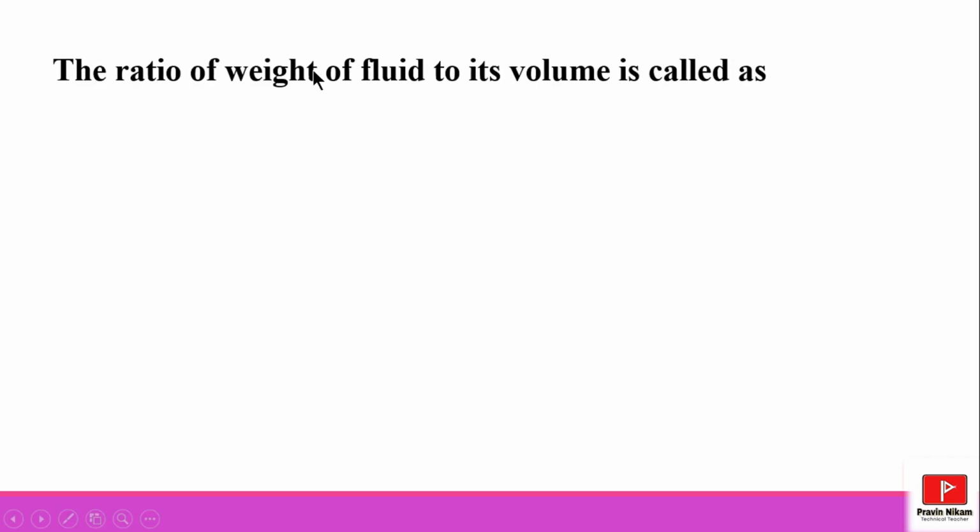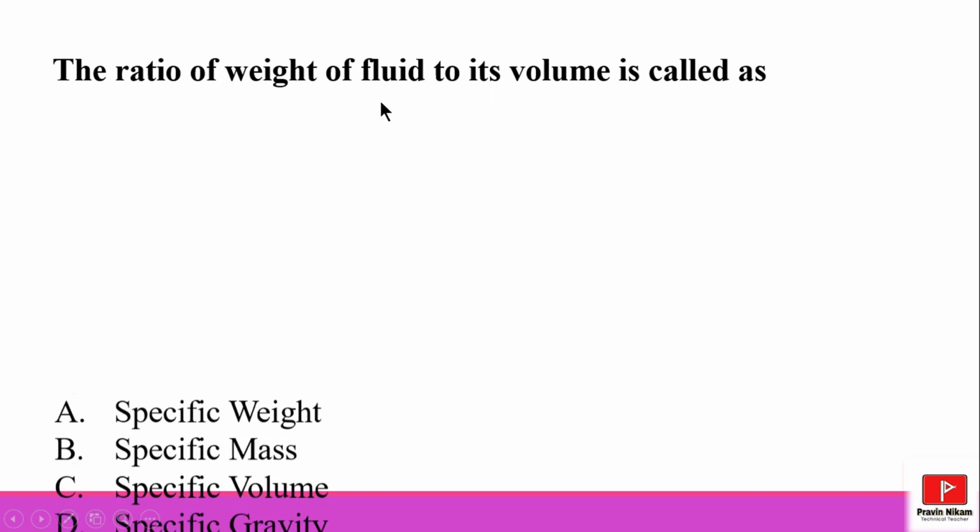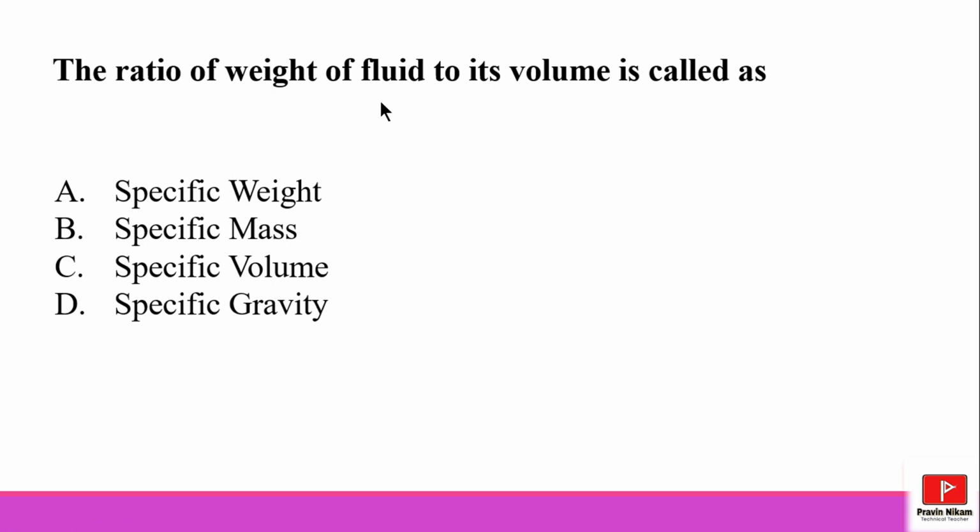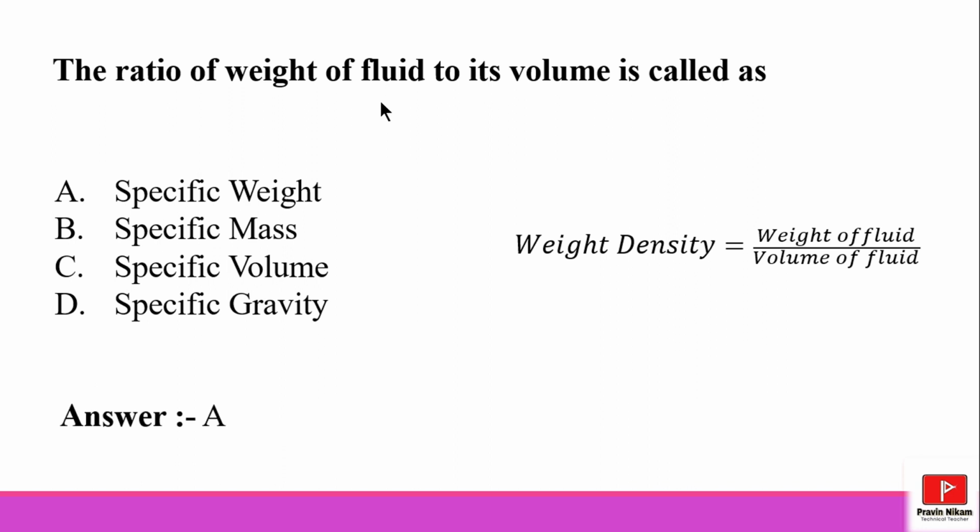Now see the next question. The ratio of weight of fluid to its volume is called as. This is the property of fluid called weight density. Weight divided by volume is called weight density. See the options: specific weight, specific mass, specific volume and specific gravity. We know weight density is also called specific weight. So the correct option is A. And you should know weight density is equal to weight of fluid divided by volume of fluid.